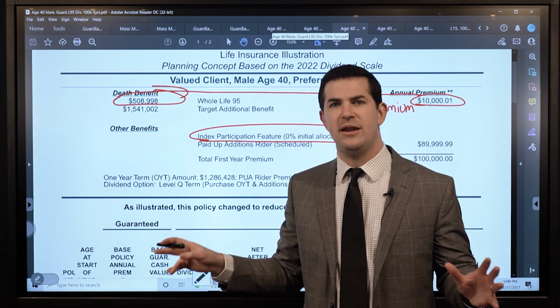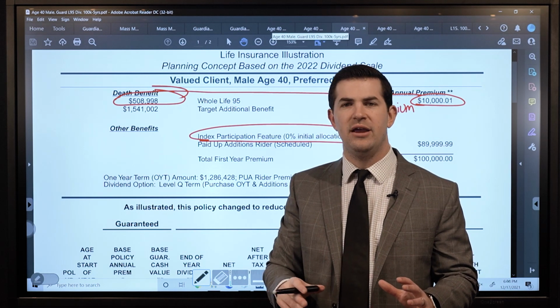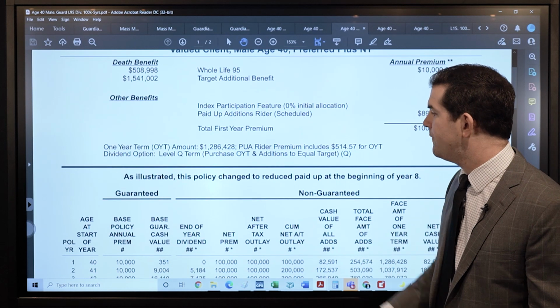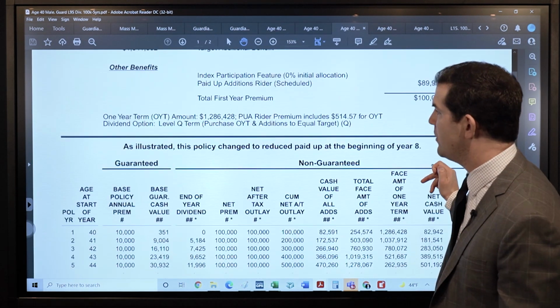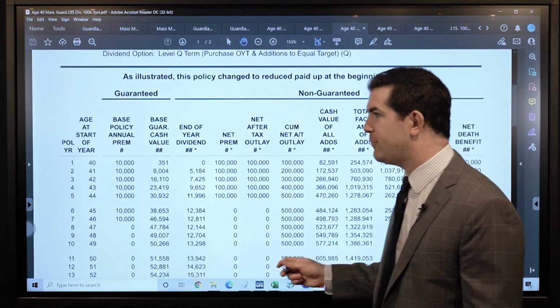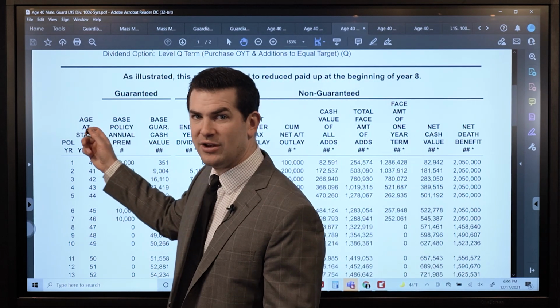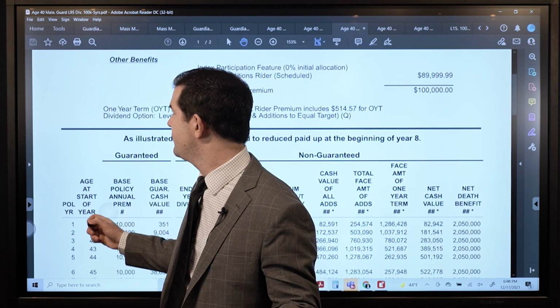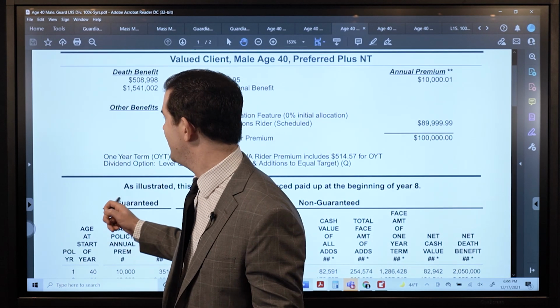What does the MEC limit have a direct relationship to? An individual's age and total death benefit on a policy. For a 40-year-old male, this is a product with a 3% guarantee. That death benefit of $2,050,000 gives you a clean $100,000 MEC limit. It's like 101, but it's right there.